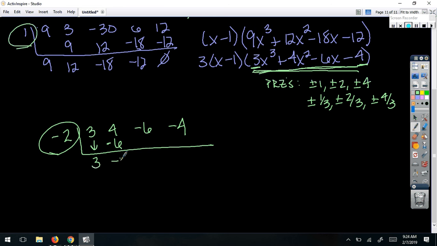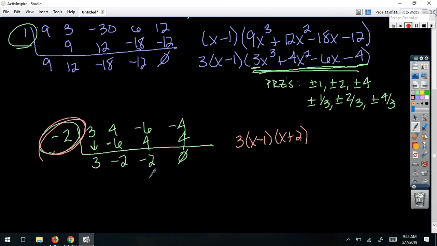-6, -2, 4, -2, 4, 0. Look at us magically picking the right one first. They're magically delicious. Okay. So now this factors as 3x minus 1. That is still there. It has not gone anywhere. This tells me that one of the factors is x plus 2. And now I have 3x squared minus 2x minus 2.